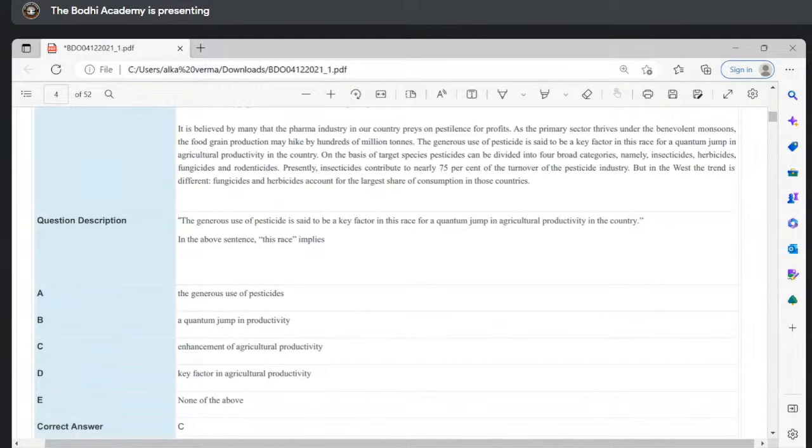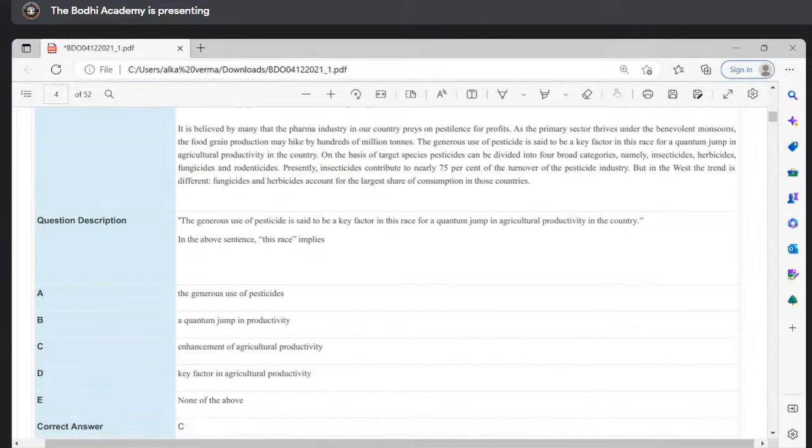All right, so I'll explain the sentence. The generous use of pesticide is said to be a key factor in this race for a quantum jump in agricultural productivity. What do you mean by quantum jump? Quantum jump would mean an abrupt change, a sudden change, a sudden transition in agricultural productivity in the country. So generous use of pesticides, using a lot of pesticides, is a key factor for sudden change of agricultural productivity in the country. So when you say this race, what does this race stand for?